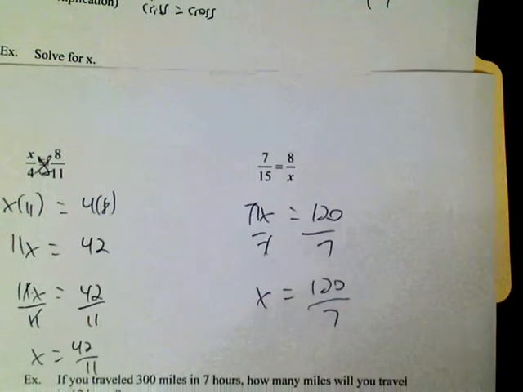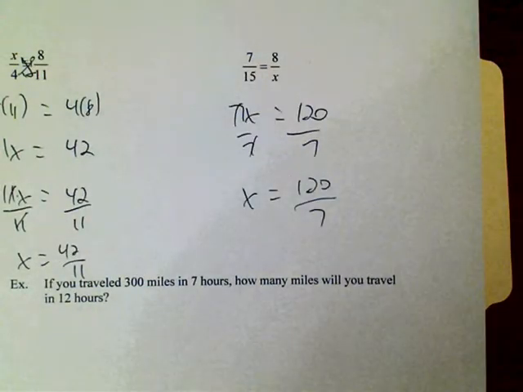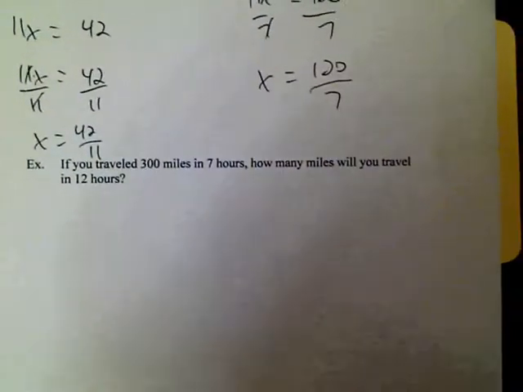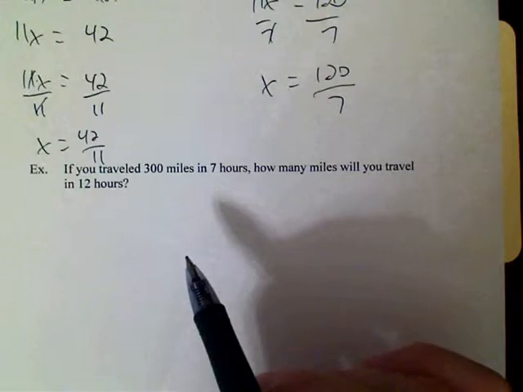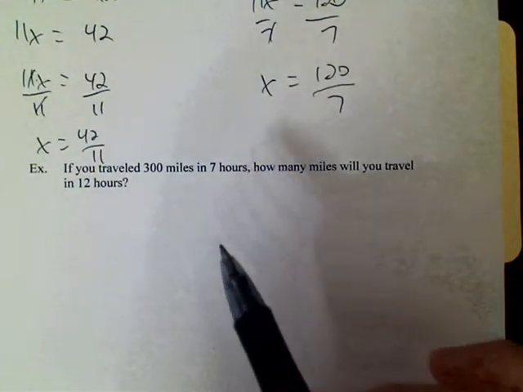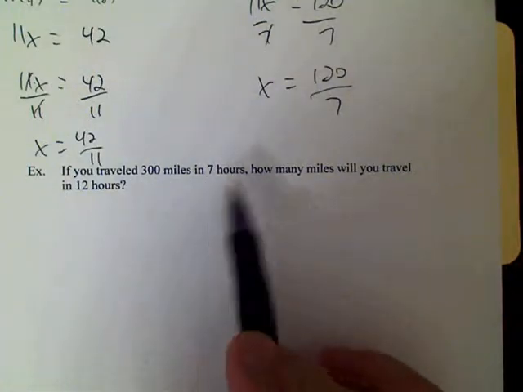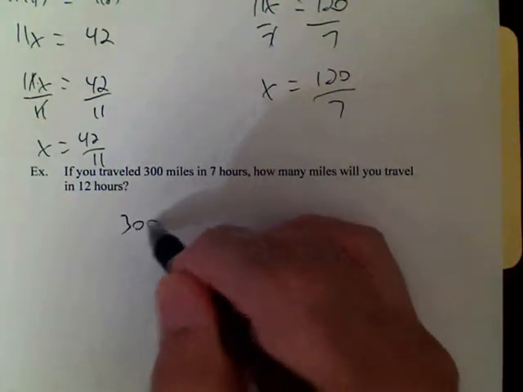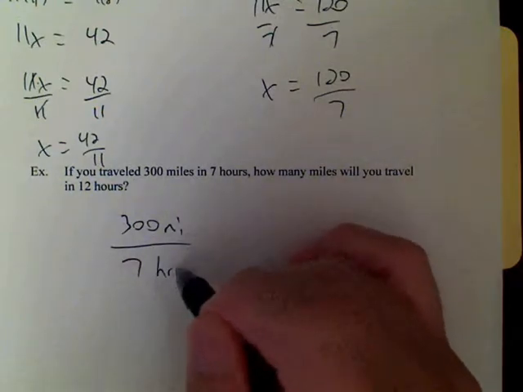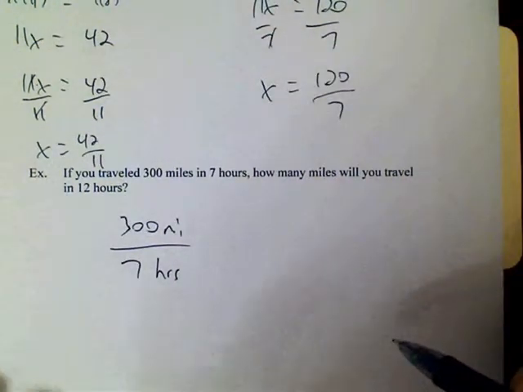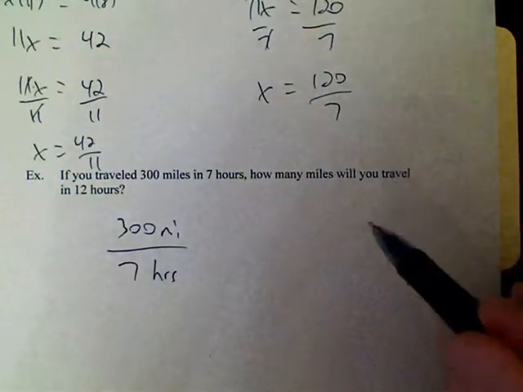Now here's one question that represents the value of proportions. You can solve questions like this. And even though I know there's other ways to solve it, let's use a proportion. Let's read it. If you travel 300 miles in 7 hours, stop right there. That's a proportion. 300 miles for every 7 hours. The question is, how many miles will you travel in 12 hours? Well, there's another fraction there.